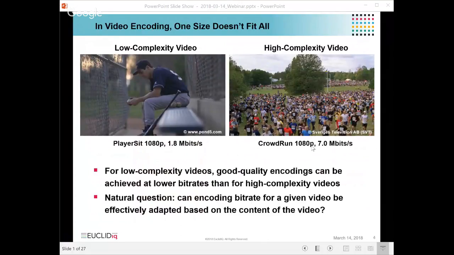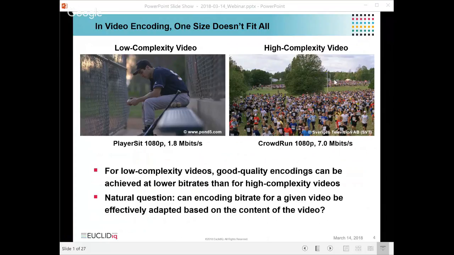However, in video encoding, one size doesn't fit all, and to encode all videos at a given frame size at a fixed bit rate, regardless of content, isn't always efficient. We know that for low complexity videos, good quality encodings can be achieved at lower bit rates than for high complexity videos. For example, the screenshot on the left comes from a low complexity video of a baseball player sitting on a bench and looking up at the camera a couple of times. Encodings of this video can achieve excellent quality at 1.8 megabits per second.